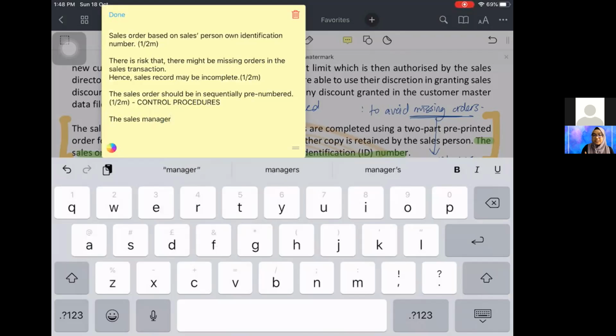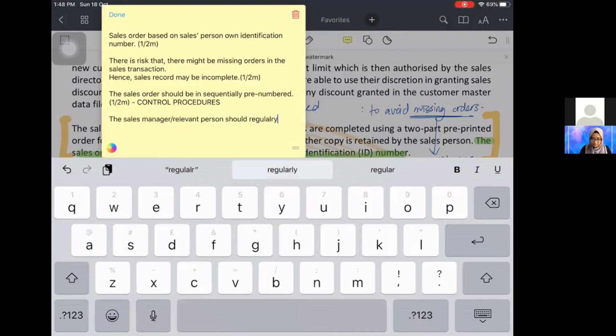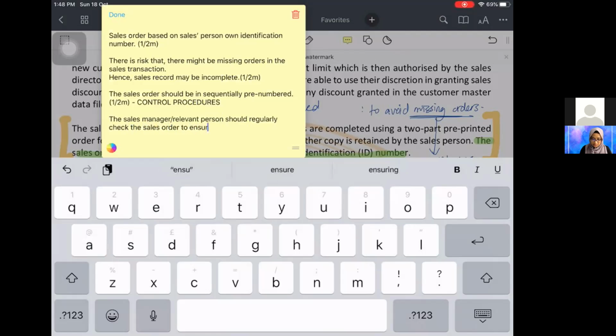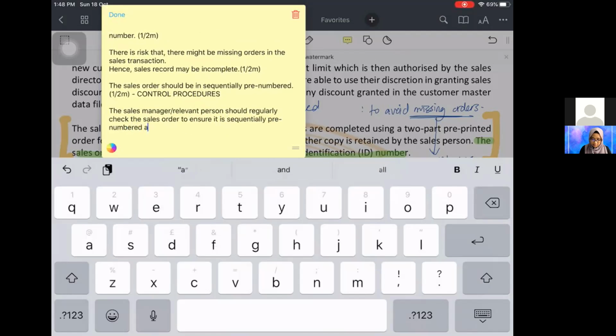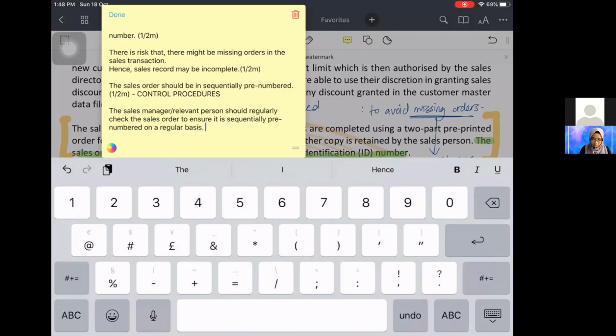Okay, if you don't know who to write, then just write relevant person. The sales manager should regularly check the sales order to ensure it is sequentially pre-numbered on a regular basis. So this is the control monitoring. You get your next half mark.